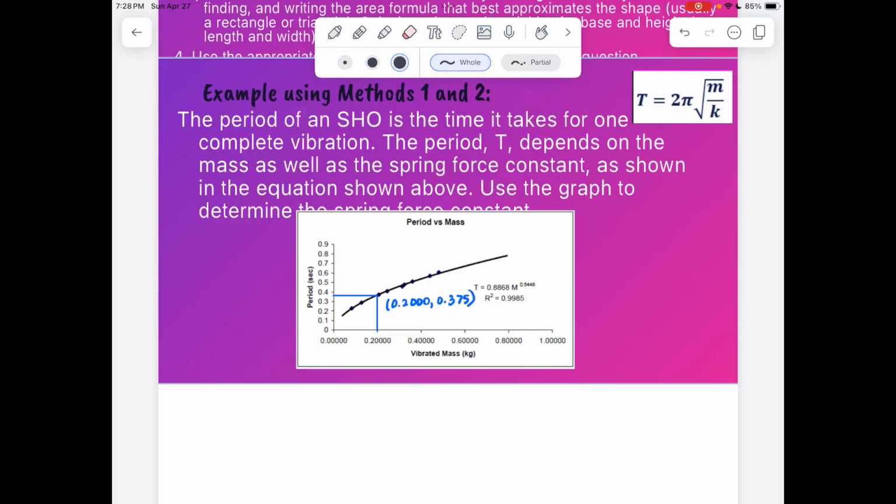The period of a simple harmonic oscillator is the time it takes for one complete vibration. The period T depends on the mass as well as the spring force constant as shown in the equation above. Use the graph to determine the spring force constant.